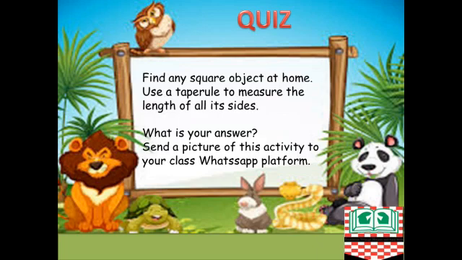It could be the television set. It could be the top of a table. It could even be the top of the remote control, or even a phone or a tablet or a laptop. Measure the length of all its sides and add together. Okay, now what is your answer? Send a picture of this activity to your class WhatsApp platform.